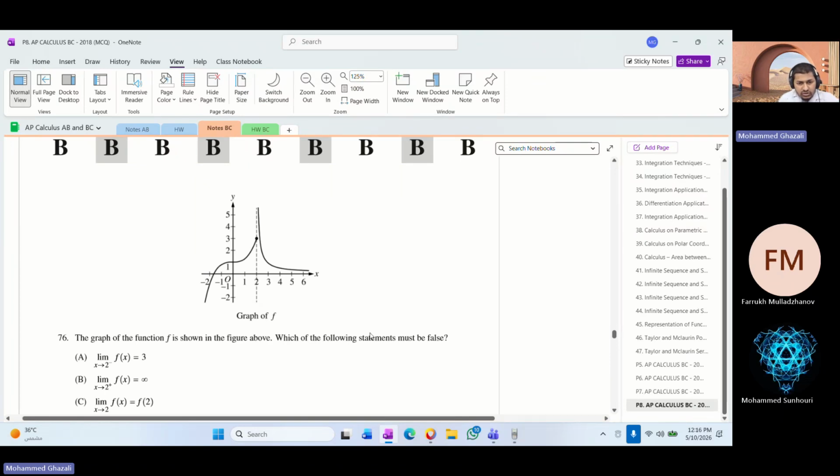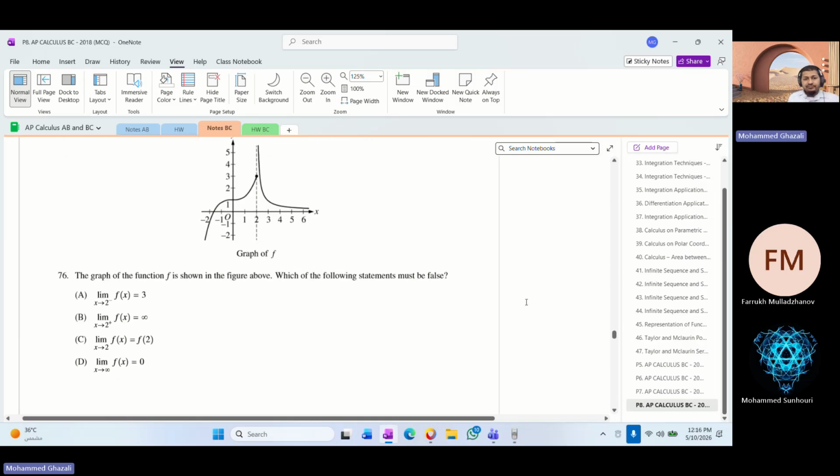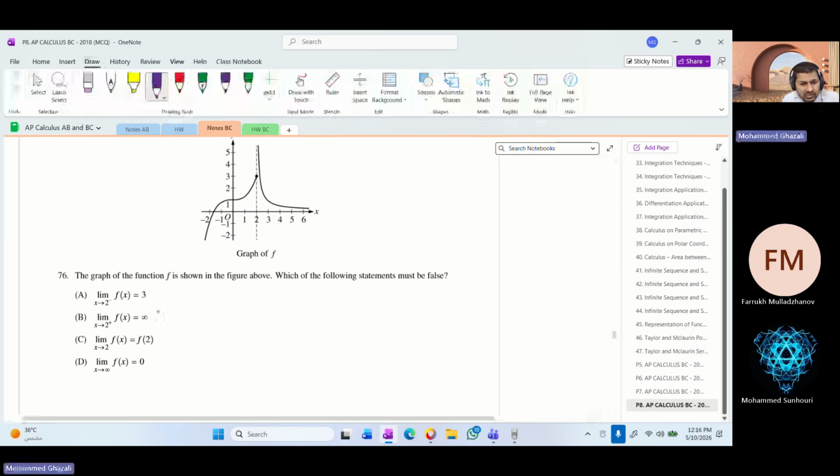The graph of the function f is shown in the figure above. Which of the following statements must be false? All right, so which one must be false? Limit as x approaches 2 from the left of f of x is 3. Is it approaching 3, 2 from the left? 2 from the left is exactly 3. Limit as x approaches 2 from the right is positive infinity, okay? Must be false.